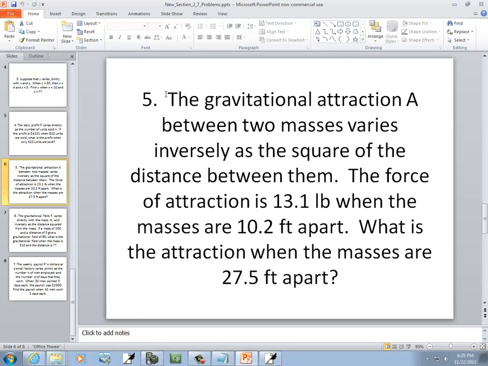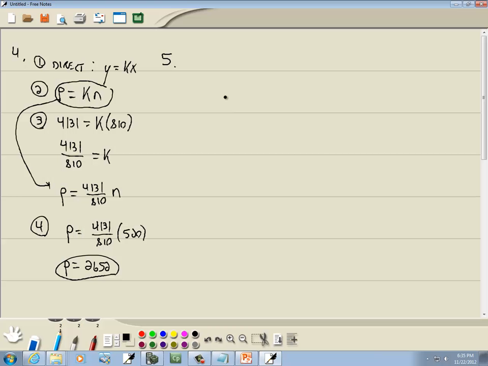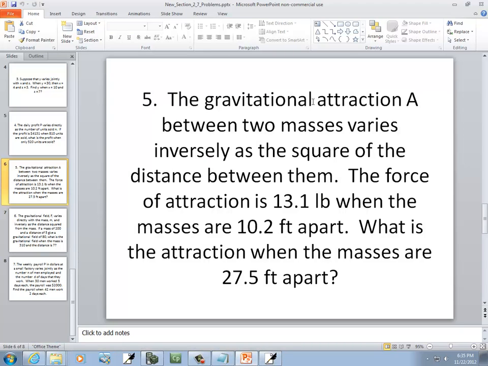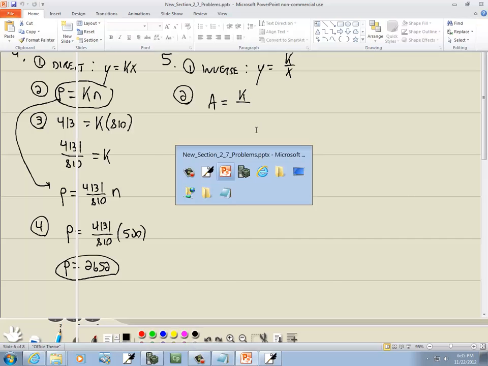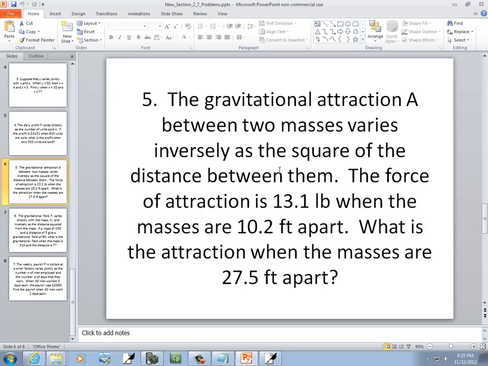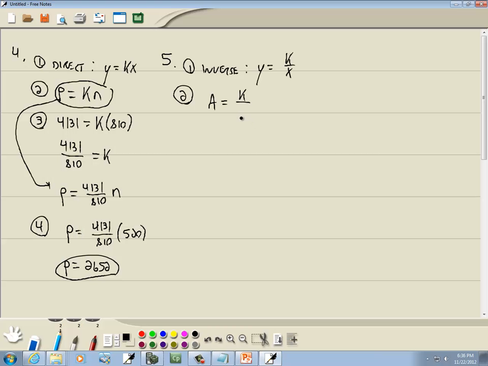Okay, let's look at problem number 5. The gravitational attraction A between two masses varies inversely as the square of the distance between them. Now this is an inverse variation. Typically that's of the form y is equal to k over x. Pick variables that make sense. Gravitational attraction A between two masses varies. Varies is where equals goes, and they tell us to use A for gravitational attraction. So A is equal to k, which is always up on top, inversely as the square of the distance between them. Square of the distance, well, that means d squared. I use d for distance.